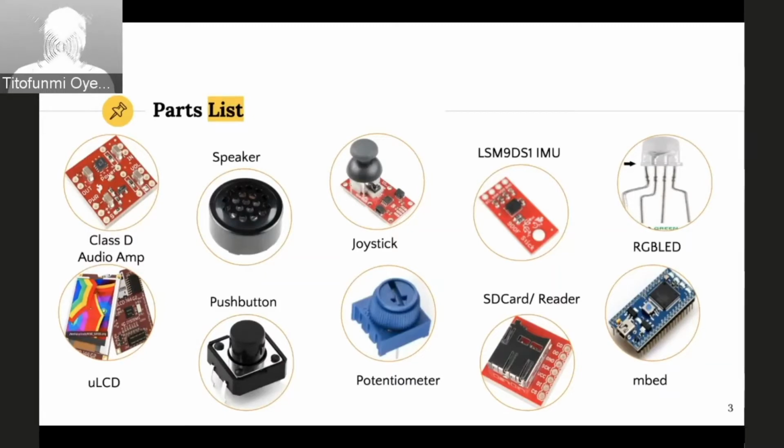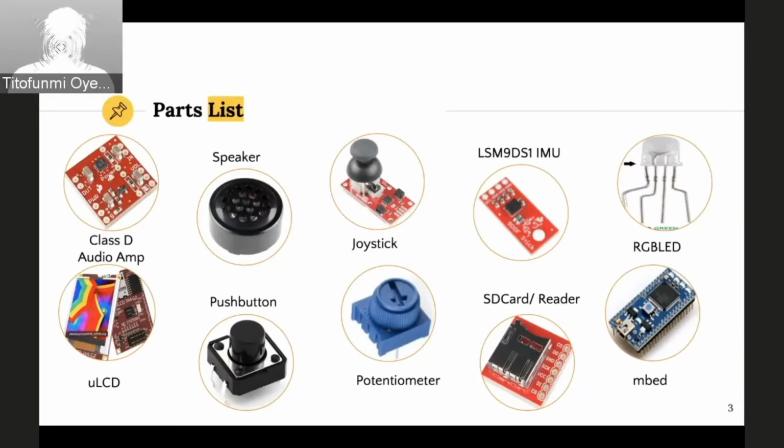The RGB LED provides the lighting effect that corresponds to different states of the game. The ULCD screen displays the animation of the game and other important text. The push button is used to make selections on the menu screen and also to fire missiles at the enemy sprites. The potentiometer is wired to the audio amplifier and controls the volume of the speaker.